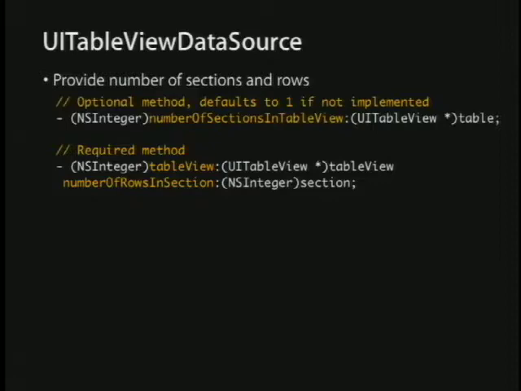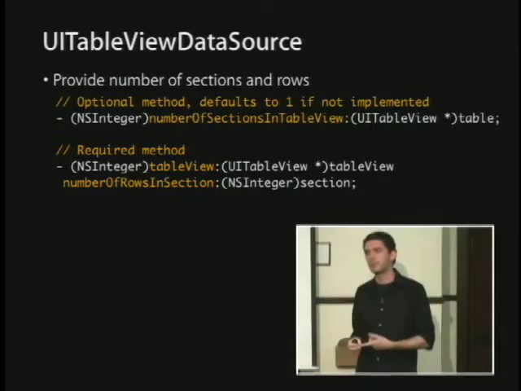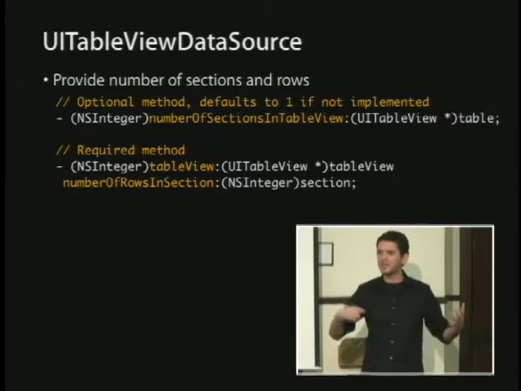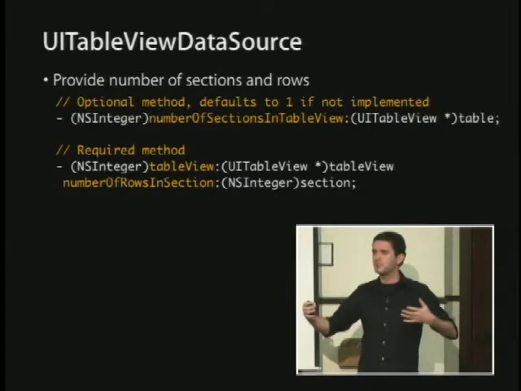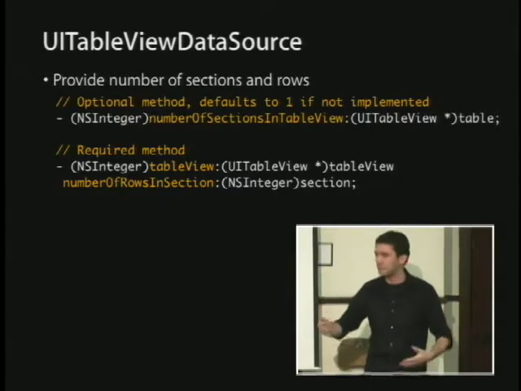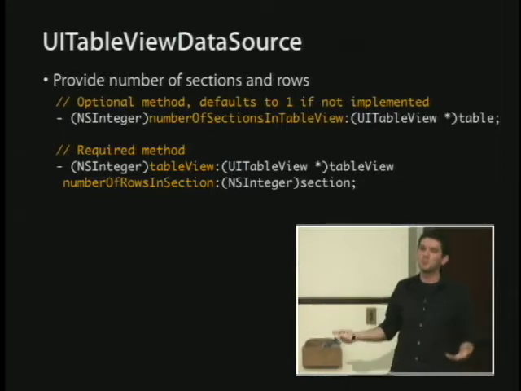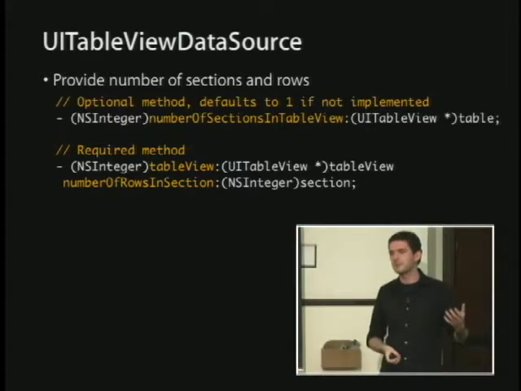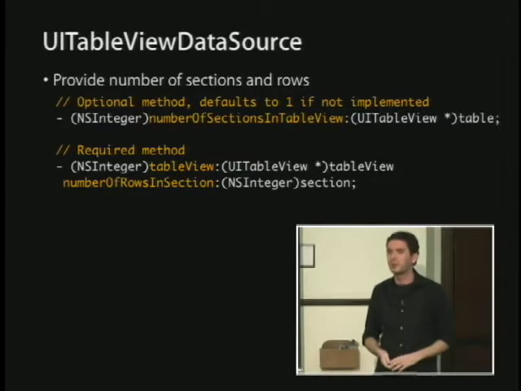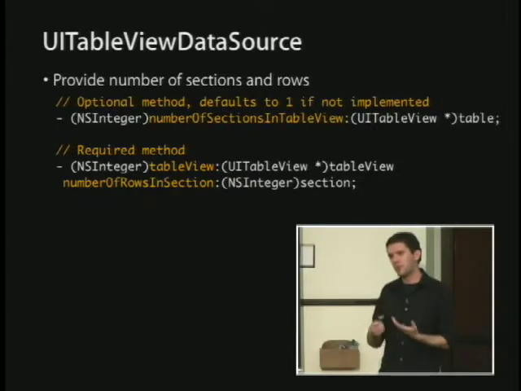And then there's a required method, tableView:numberOfRowsInSection:. And that allows the table view to ask its data source how many rows should be displayed in a particular section in the table view. So you obviously do need to implement that, or else the table view would have no idea how many rows it should display. It's declared in the @required block, so the compiler will actually warn you if you haven't implemented it. So that tells the table view how much to display.